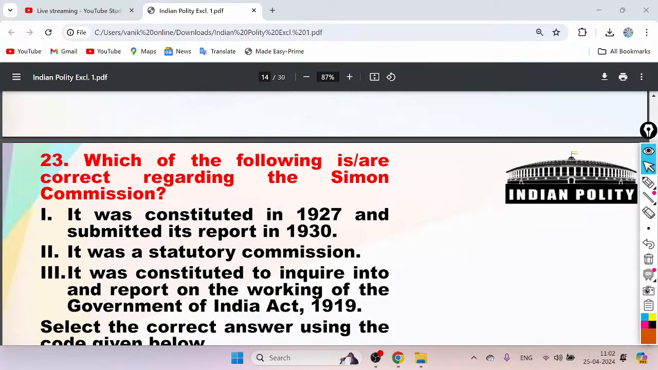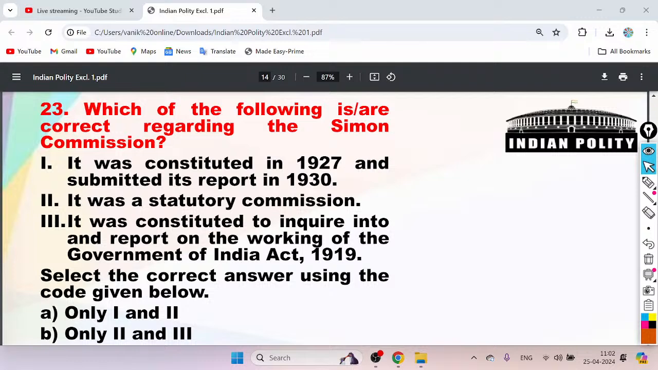Question 23. Which of the following is correct regarding the Simon Commission? It was constituted in 1927 and submitted its report in 1930. Correct. It was a statutory commission. Why is it called a statutory commission?